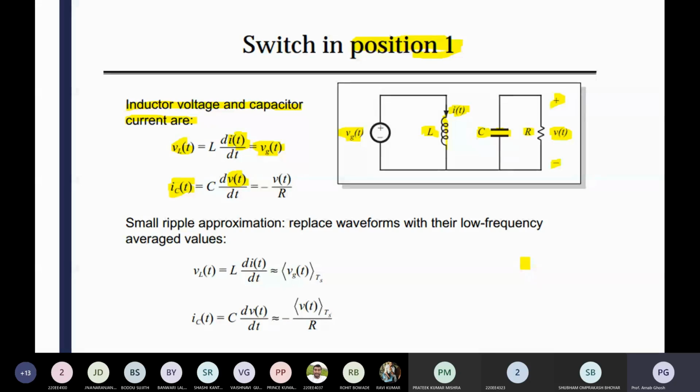Definitely in postgraduation, you are much closer to research. So some additional ideas I want to share with you about switching converters, theory that is not written in any books. That's why I am asking for more classes. That's the basic motivation, so that you know more about switching mode converters.